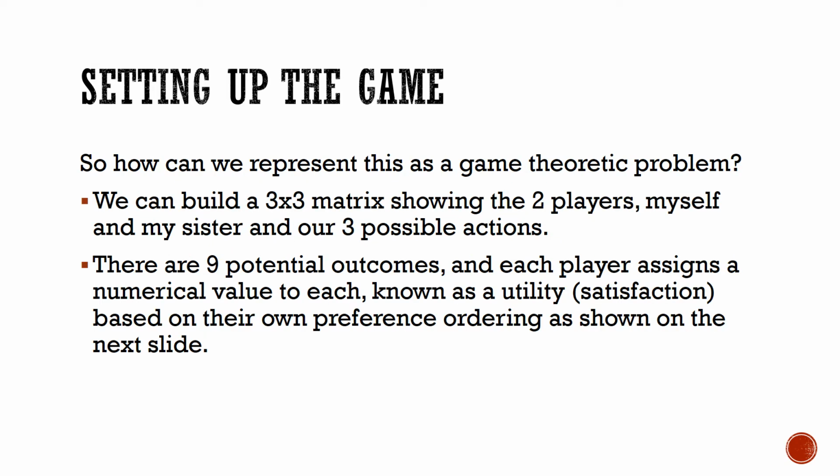So, how can we represent this game as a game theoretic problem? We can build a 3x3 matrix showing the two players, myself and my sister, and our three possible actions. There are 9 potential outcomes, and each player assigns a numerical value to each, known as a utility satisfaction, based on their own preference ordering, as shown on the next slide.